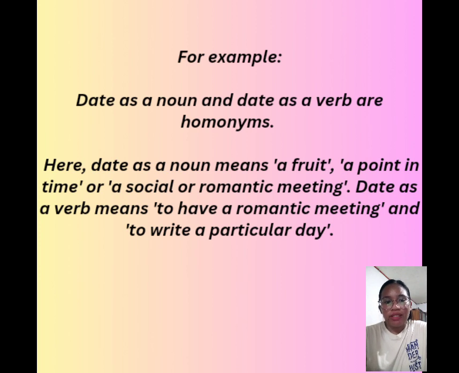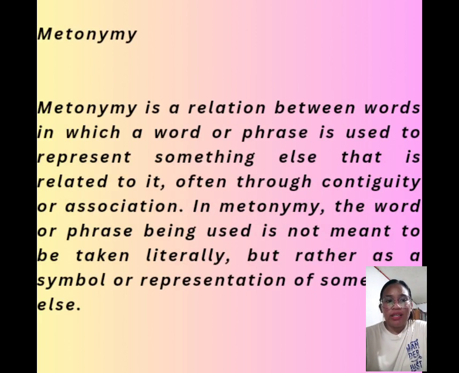For example, date as a noun and date as a verb. Here are homonyms. Date as a noun means a fruit, a point in time, or a social or romantic meeting. Date as a verb means to have a romantic meeting and to write a particular day.